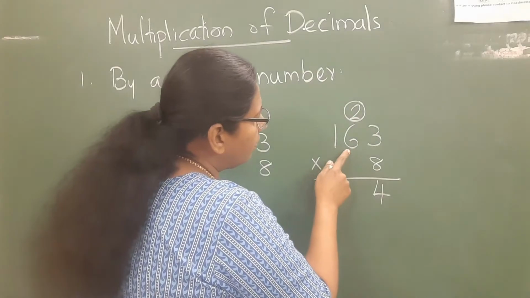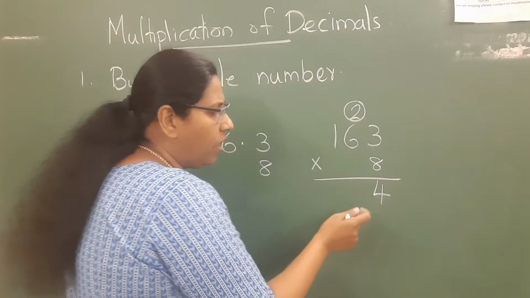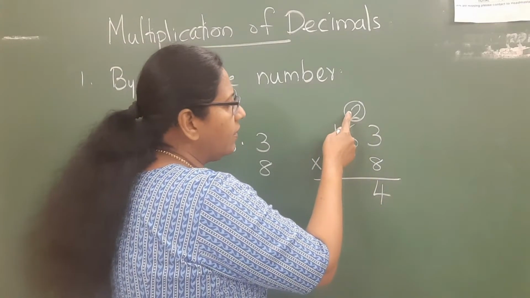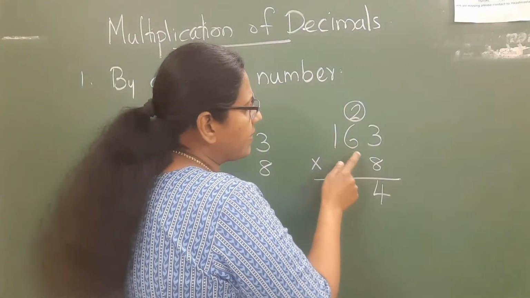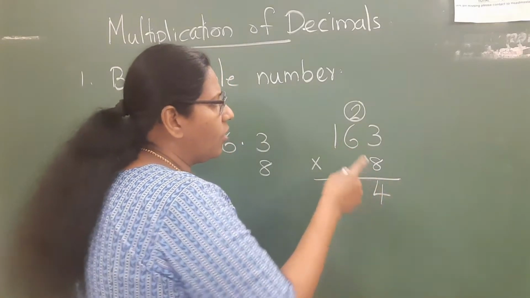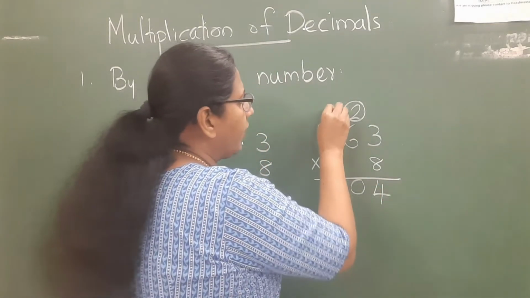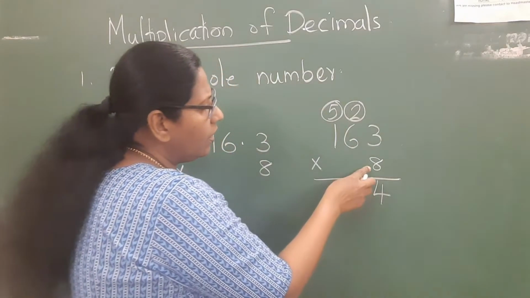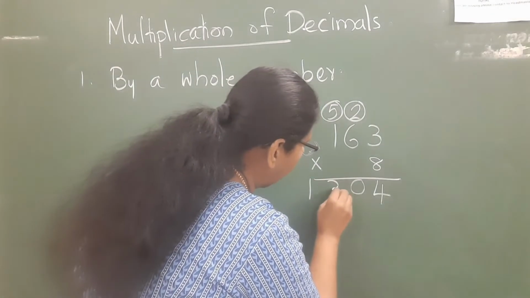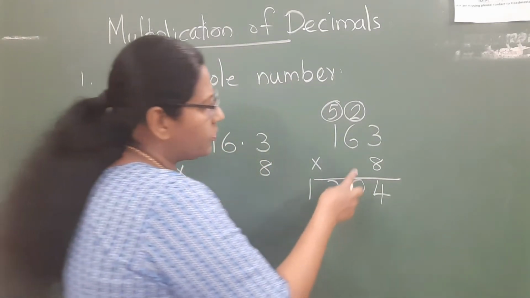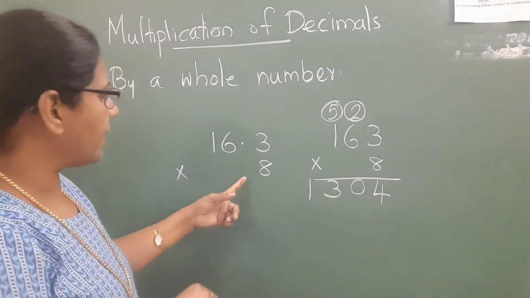Now 8 6. First we did 8 3's. We got the answer 24. We wrote 4 here and then we have carried this 2 in 10's place. Now 8 6 are 48. 48 plus 2 is 50. We wrote 0 and 5 we carry. 8 ones are 8 plus 5 is 13. So we got the answer 1304.